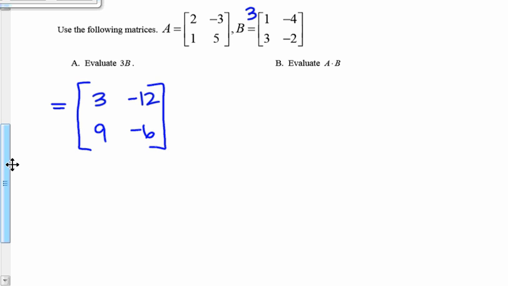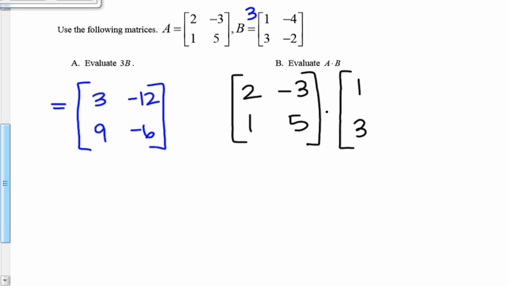Now B. This is where it gets a little difficult. So go slow, hang in there, and we'll do this one very, very meticulously. It says evaluate A times B. I'm going to rewrite both those matrices. So I'm multiplying this matrix A, which is 2, 1, negative 3, and 5, times 1, 3, negative 4, and negative 2. Let's see if we can even multiply these matrices. This one on the left is a 2 by 2, and the one on the right is a 2 by 2.